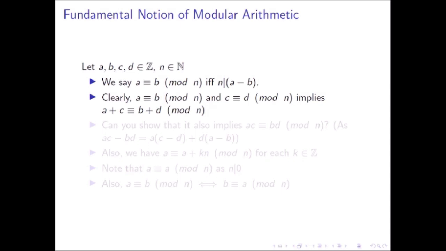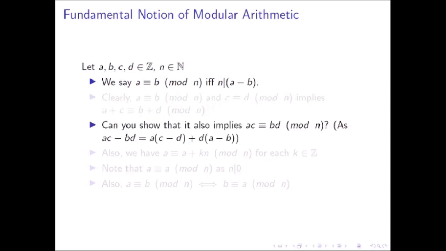Yes, it is indeed, as A minus B and C minus D are both divisible by n. A plus C minus B minus D is also divisible by n, and that implies A plus C is congruent to B plus D mod n. So can we also show that the notion of product in integers is well defined when we find an equivalent in mod n? Yes, you can show it. There's a hint given over here. Try it out.